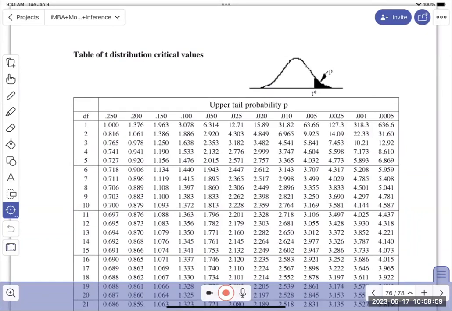What about T? First, let's talk about T and Z. What's the difference between T and Z? And then we'll talk more about the table. So T is centered at 0, just like Z.